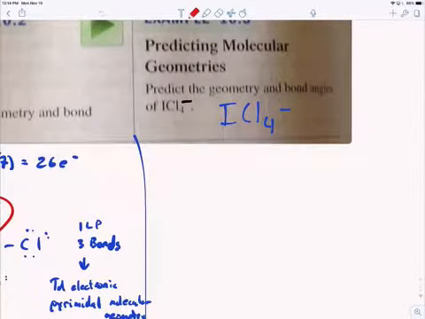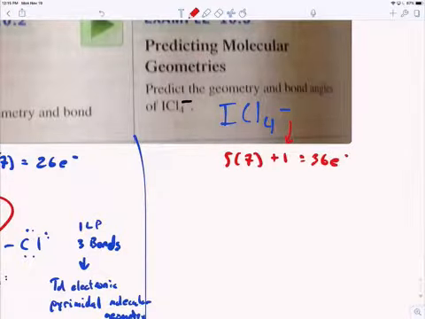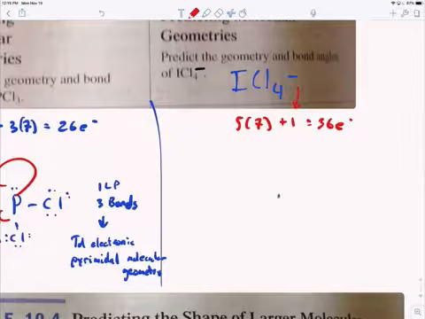So geometry and bond angles for ICl4 minus. Iodine and chlorine, they're both halogens. So it's 5 times 7. There's 7 valence electrons in a halogen, plus 1 from the minus 1. So this is 36 electrons. 5 times 7 is 35, plus 1 is 36. So we have iodine in the center, and there's going to be 5 chlorines. I don't know what the structure is. I'll just put 5 around.